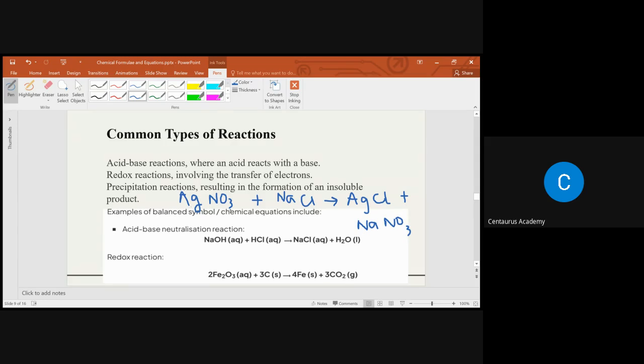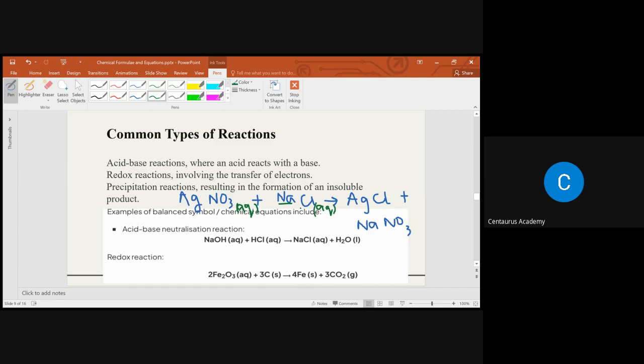Now, if you look into this, can someone tell me what the state symbols will be? AgNO3 should be? Aqueous. Yes, very good. Why? Because it has nitrate, yes. All nitrates are soluble. This has sodium, which is why this is also going to be aqueous, okay?